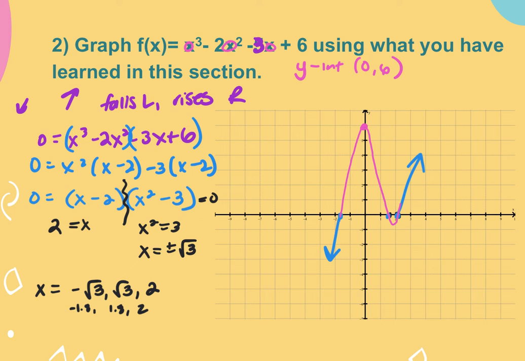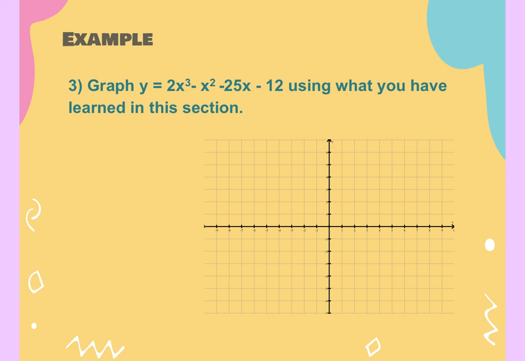Questions on that one? So when you said that if it's even, they both go up, what is it? Oh, if the exponent is even. So if it's an x to the fourth, then my end arrows would both point up. Just like a parabola, they both point up. If it's negative, they both point down.